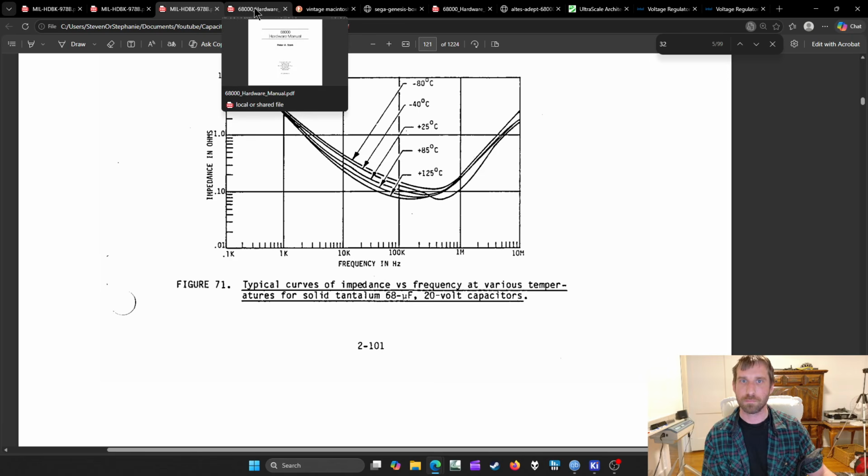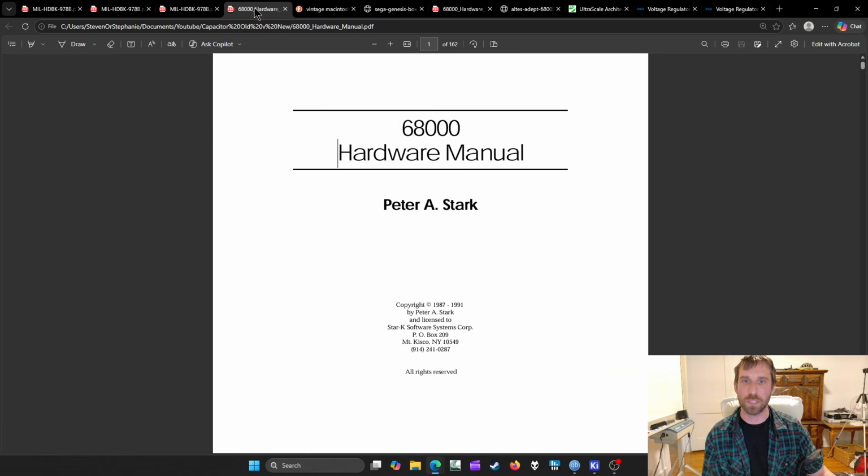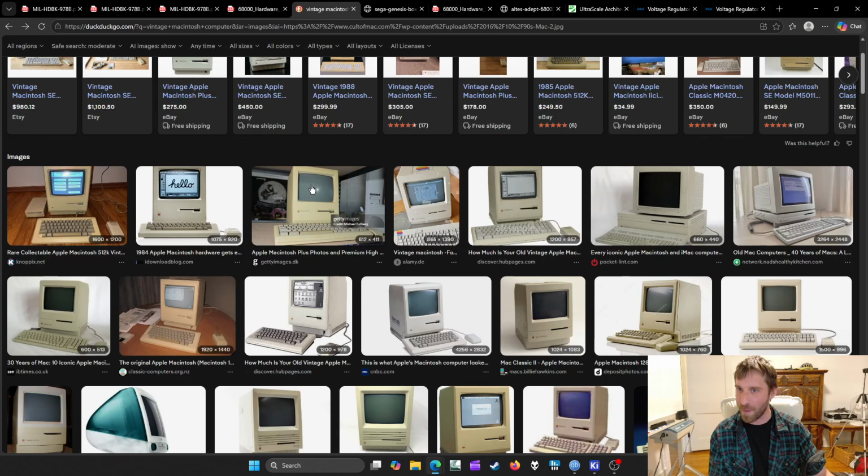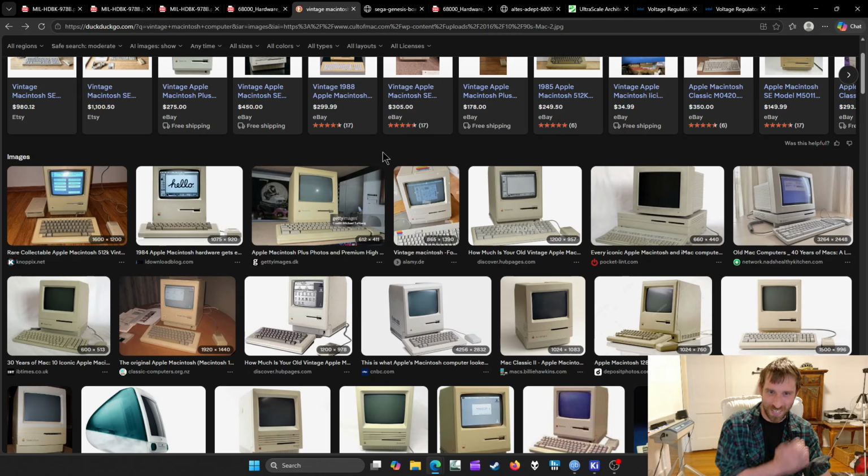So next thing I want to go into is the datasheet for a 68,000 processor. Back in the day, they called it 68K actually. You might recognize these because they were used in old Apple Macintoshes. If you're a little bit younger, this is the company that makes iPhones.